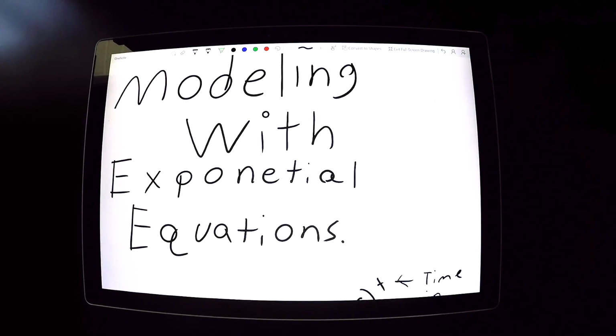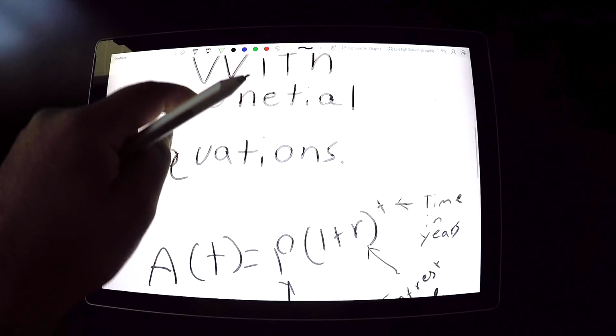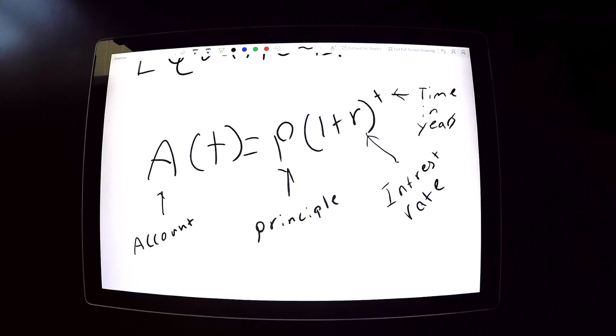If the interest is compounded annually, the amount in the account can be found using the formula A of t equals P times (1 plus r) to the power of t, where A is the amount in the account, P is the principal, r is the interest rate, and t is time in years.